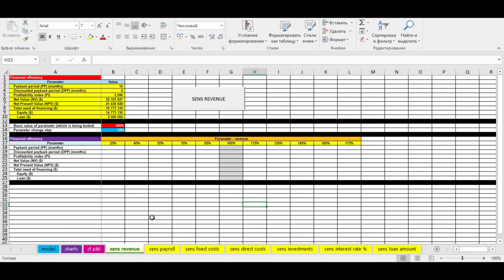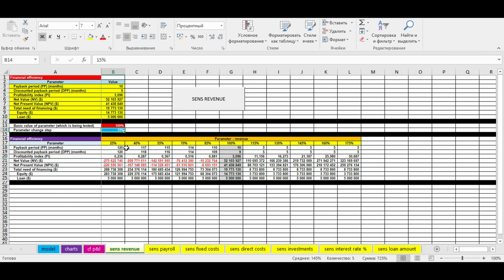How does it work? For example, let's go to the revenue sensitivity test. Here we set the pace of increasing or decreasing the revenue. Then we push the sense button and see when our financial efficiency will go negative. Now we see how stable your real estate construction business model is.